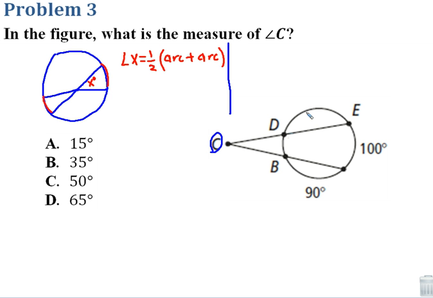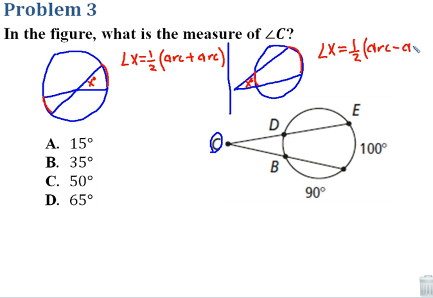We could also have a situation like this where the angle's outside the circle. Okay, so let's say that in this case we have our angle X is outside. Again, the two sides of that angle are going to intercept two arcs. And when we're on the outside, we'd say that angle X is equal to 1/2 of arc minus arc. Okay, so inside the circle we'll do addition, outside we'll do subtraction.